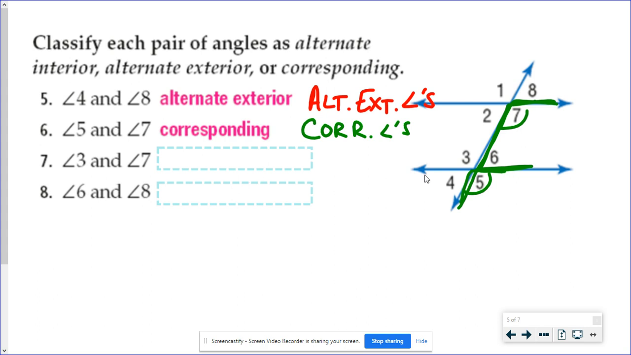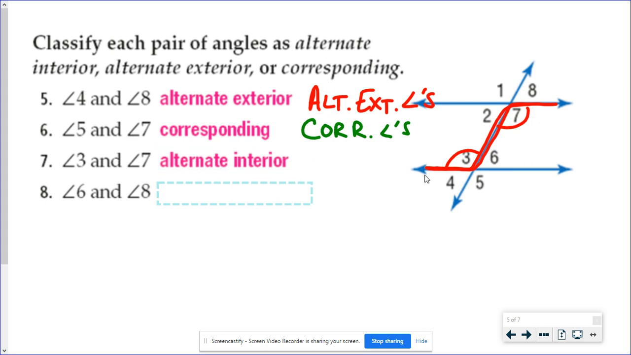Next, I want to look at 3 and 7. 3 and 7 make a Z shape. They're both inside the parallel lines. They're both on different sides of the transversal. That's alternate interior.